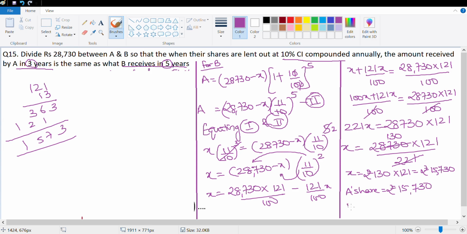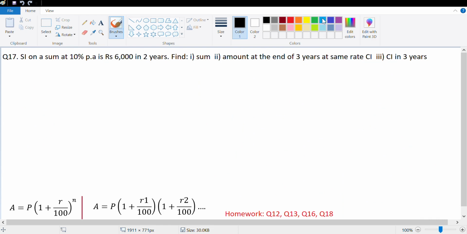15,730 and B's share will be 28,730 minus 15,730, which is equal to rupees 13,000. Very interesting question. Requires a long one as well. So that's the reason I have asked you to put a small star. Very important from an exam or a test perspective.